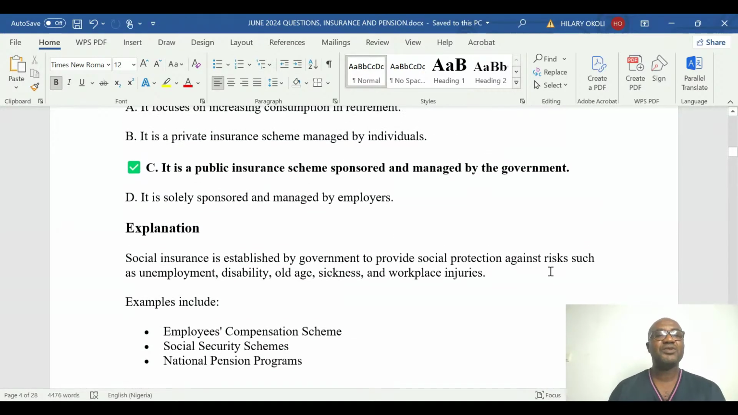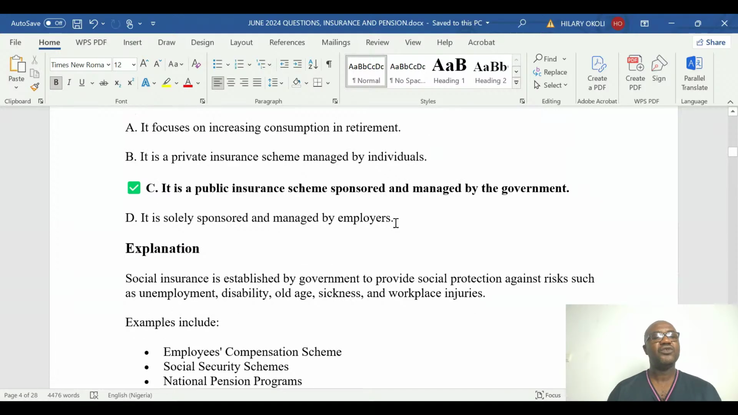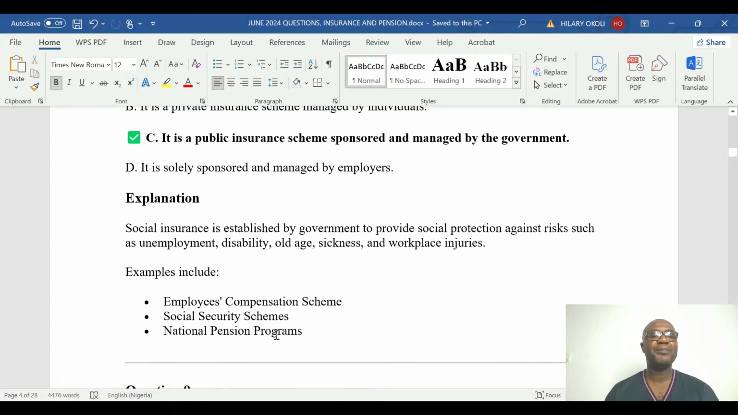But it's good to understand what social insurance is first, so it will give you an insight to answer the question. Social insurance is established by government to provide social protection against risks, such as maybe unemployment, disability, old age, sickness, and workplace injuries. So that is what it is established for and stands for. And they include, for example, the National Pension Program we key into, the Social Security Scheme and Employee Compensation Scheme.